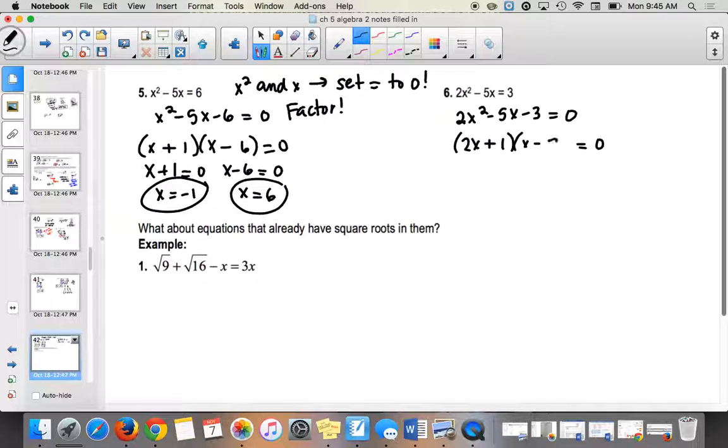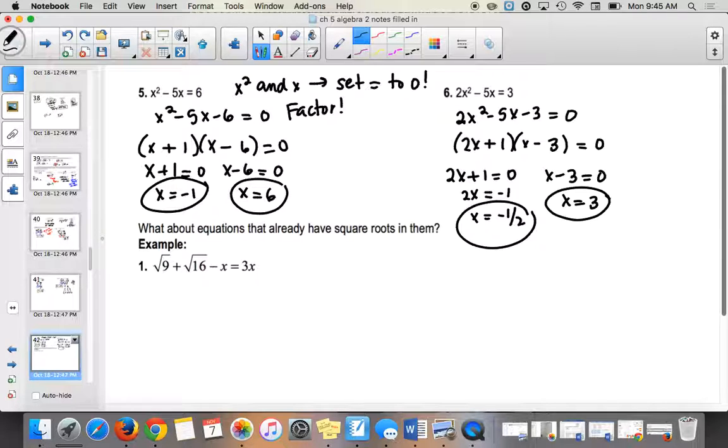So if I have 2x plus 1 equals 0, and I have x minus 3 equals 0, I get x equals 3, that's the first one. I subtract my 1 over and divide by 2, and I get -1/2, that's the other one. And you can check all the way back in the original, both of those will work.